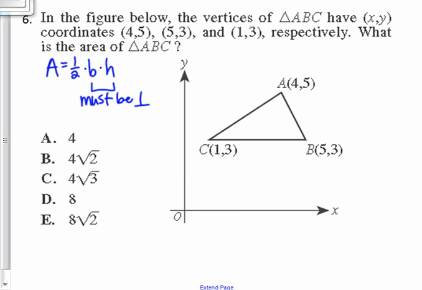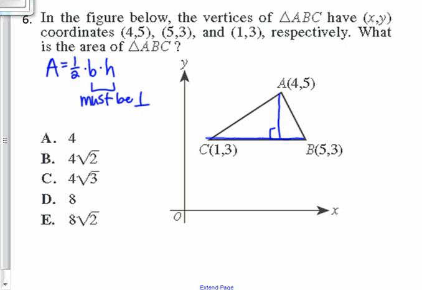So when we look at this triangle, the base is going to be segment CB. But the height has to be perpendicular to that and go to the highest point in the triangle. So our height actually runs in the middle of the triangle and is perpendicular to the base. We have enough information to find the length of both of these segments. It's just a little bit unclear.